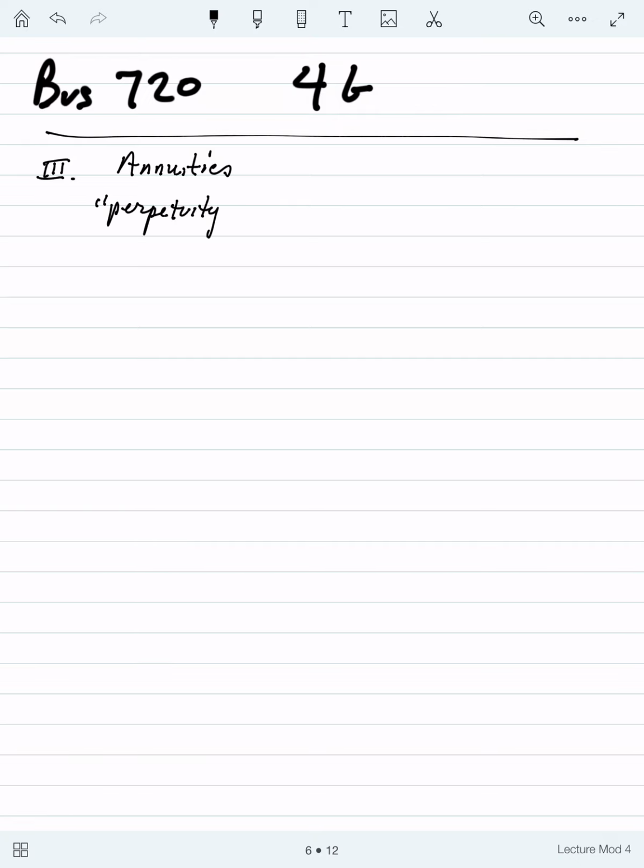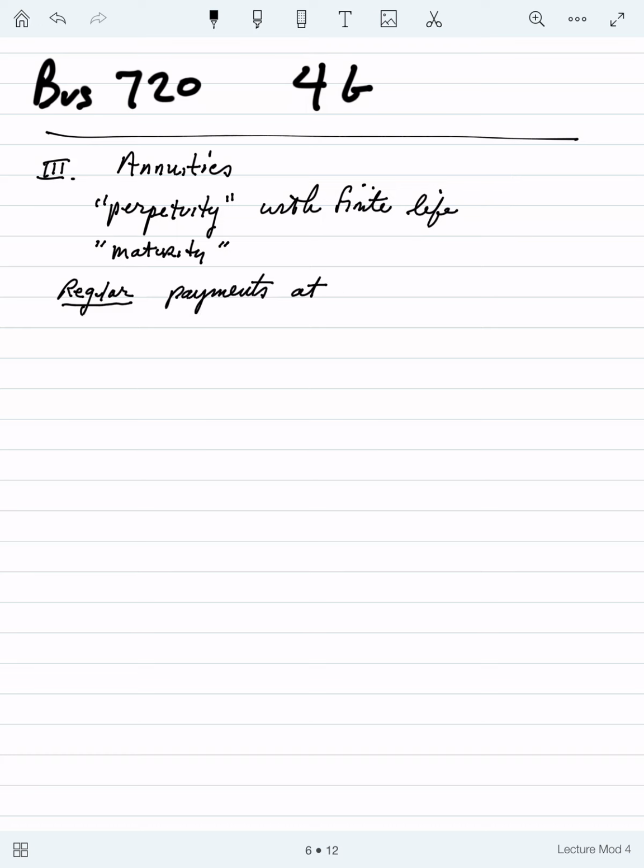So we can take our lessons a little bit out of the previous case of the perpetuity. This means that an annuity has a maturity. That's what it's called. Perpetuities have no maturity. Now a regular annuity gives payments at the end of each time period, so at the end of each time period.